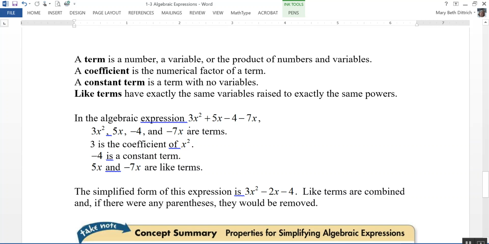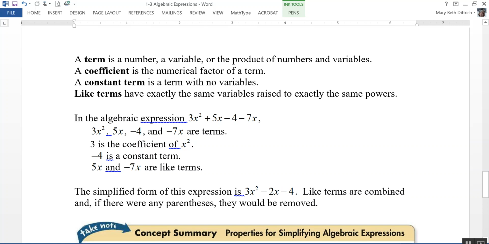Here's an example. In this algebraic expression, 3x squared plus 5x minus 4 minus 7x, 3x squared, 5x, -4, and -7x are the terms in this expression. The 3 is the coefficient of x squared. -4 is a constant term because it doesn't have a variable. And 5x and -7x are like terms because they both have the same variable x just raised to the first power. So the simplified form of this expression is 3x squared minus 2x minus 4. We've combined the like terms 5x and -7x.